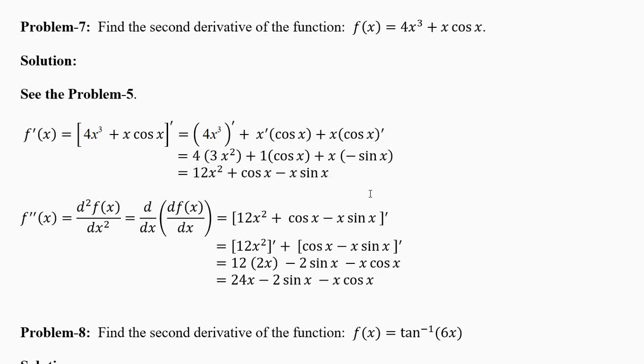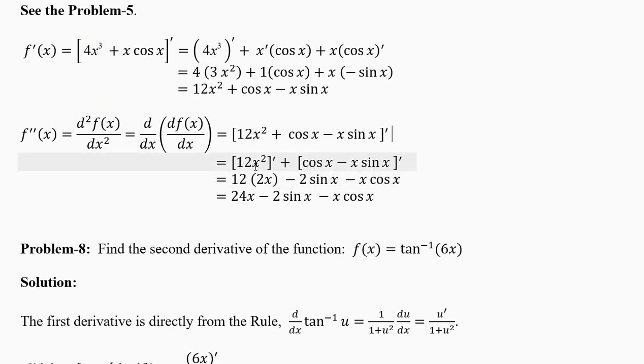Now copy the first derivative over here when you want to find the second derivative. Derivative of 12x square is 12 into 2x, which is 24x. And derivative of cos x minus x sin x is minus 2 sin x minus x cos x. You go to the previous questions and just copy it from there. This is your final answer. No more algebra can be done on this.